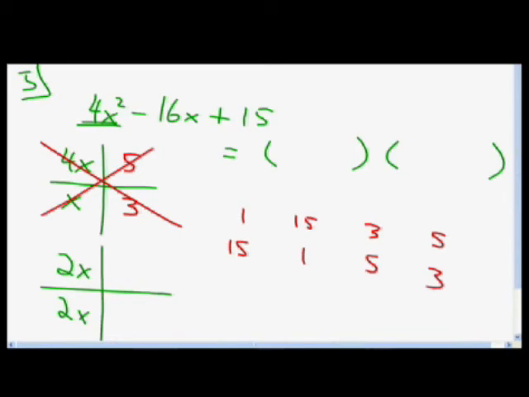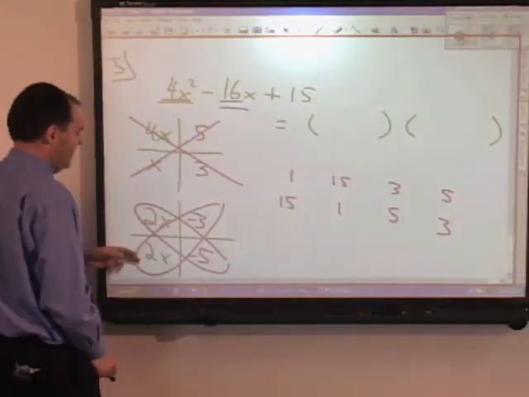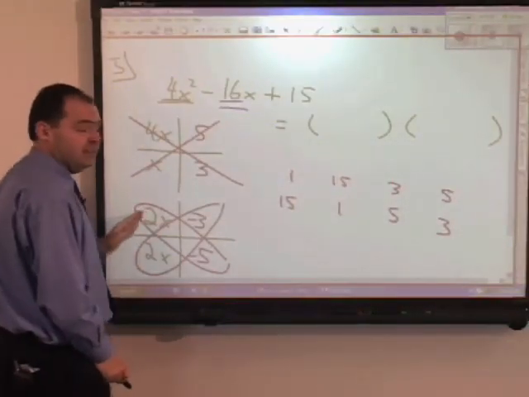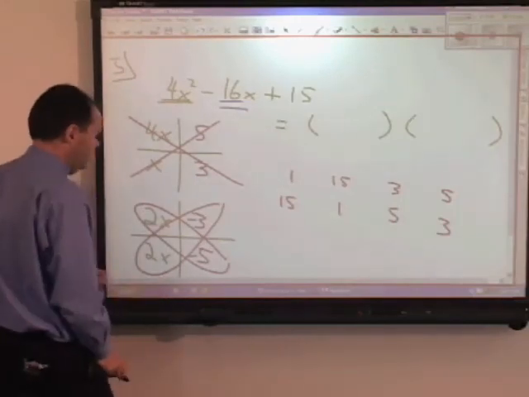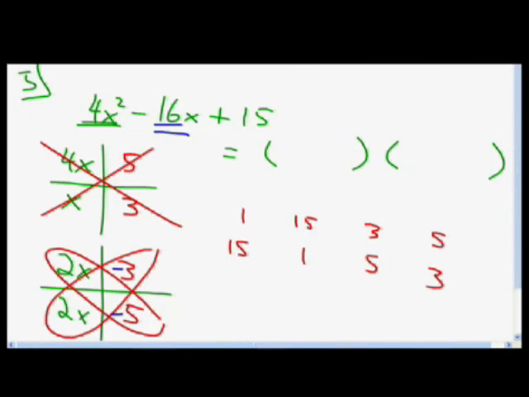Next possibility, 3 and 5. Finally, I see it coming. 10x and 6x is giving us 16. All right, now we need to fix up the signs to make them work. If this was negative and this was negative, we would have negative 10 minus 6, which would be negative 16, and these two terms here would multiply to 15. And so after a lot of work, but work that will eventually lead to a successful result, if there is one, we have 2x minus 3 as one factor and 2x minus 5 as another factor.